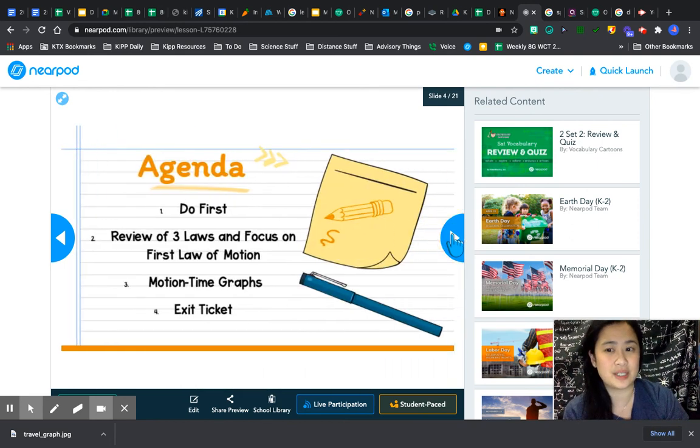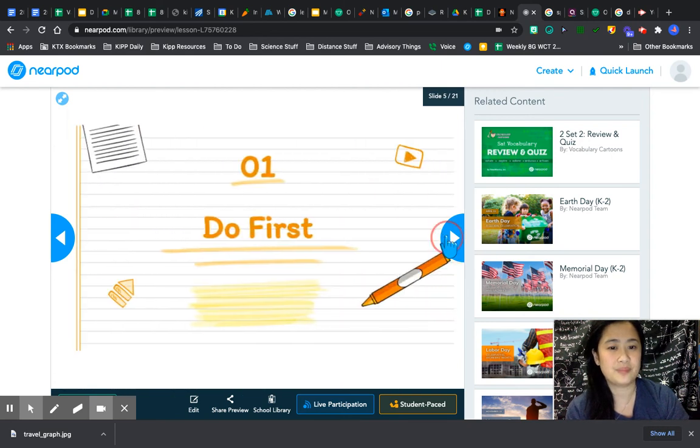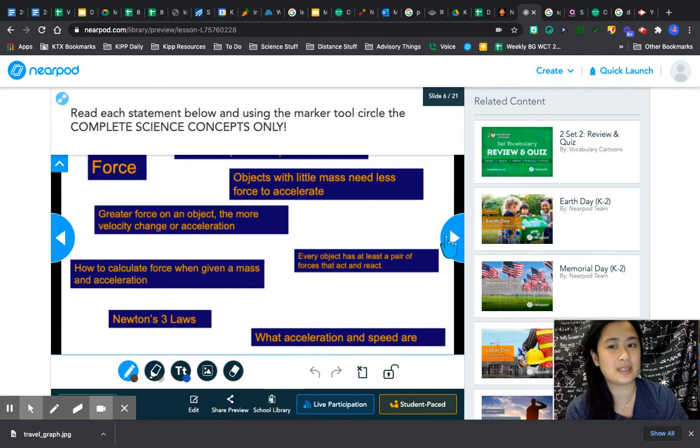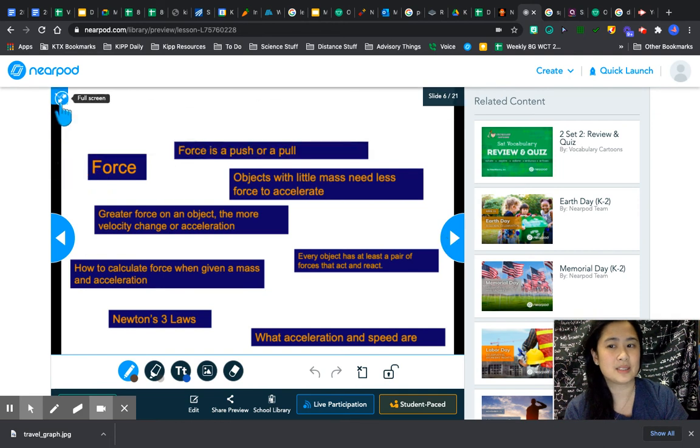Let's get into our agenda. To do first, review of the 3 laws of motion with focus on the first law of motion, motion time graphs, and exit ticket. So you're due first, I'm asking about concepts again. So click on this to see the rest of this. But basically, you are taking a marker and circling only the boxes that show you a complete science concept. Remember, science concepts are science facts, not words, not topics, not questions. They are science facts. Okay.